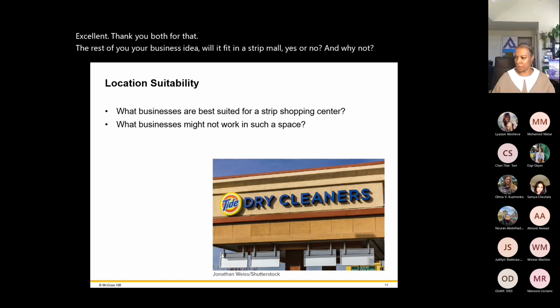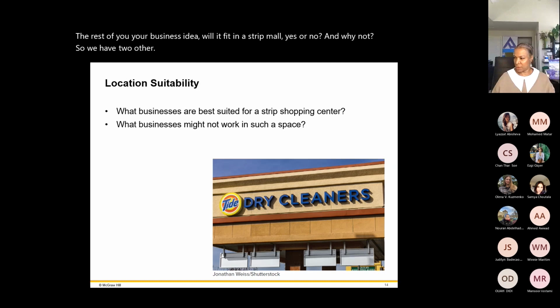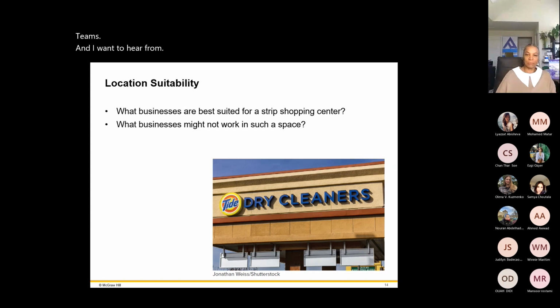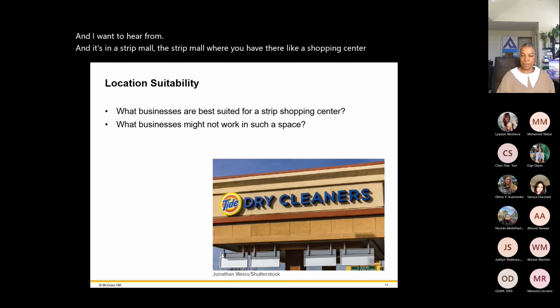So we have two other teams that I want to hear from. Will it fit where? Again, please. In a strip mall, the strip mall where you have a shopping center, or do you need to be someplace else?